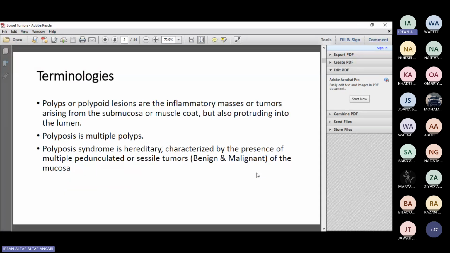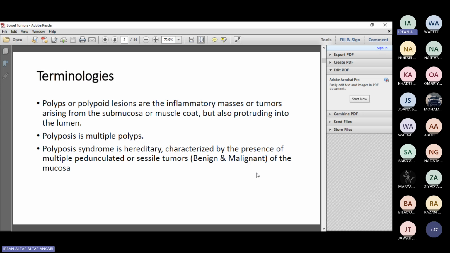So what do you mean by polyp? A polyp or polypoid lesion is an inflammatory mass or tumor arising from the mucosa, submucosa or muscle coat but protruding into the lumen. So it is a finger-like projection of mucosa, submucosa, or muscle coat that hangs into the lumen, or that can be seen as an elevated lesion in the lumen. The polyp could be inflammatory or could be neoplastic. Okay.